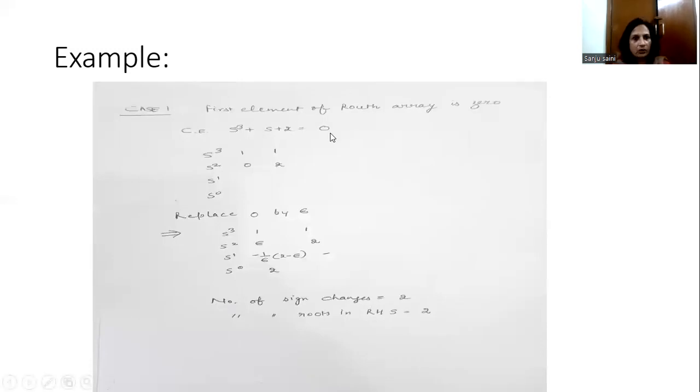Then let us take up certain special cases of the Routh array, because when we are making the Routh array, certain difficulties arise. Let us consider that the characteristic equation is given by S cube plus S plus 2 equal to 0. Then the Routh array will be written as 1, the coefficient of S cube, and this is 1 here. Then for S square we will get 0 and 2.